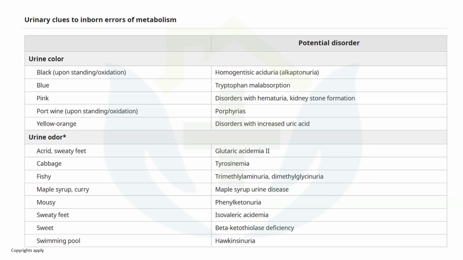There are other urine odors also. Maple syrup urine disease smells like maple syrup. In some tyrosinemia, it is a cabbage-like urine odor. And in case of phenylketonuria, it is a mousy odor. So this odor is also there to identify the diseases and patterns very quickly, because these are the classical clinical pictures. If you remember these things, it will be easy to differentiate between the diseases, even if you forget the enzymes. Next slide, please.